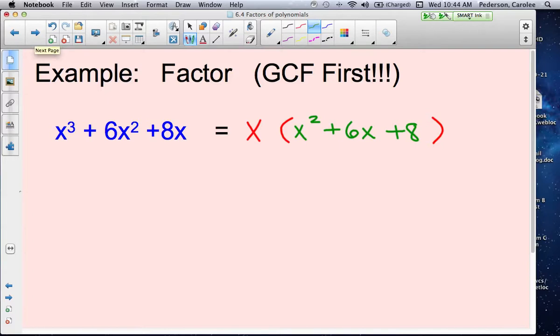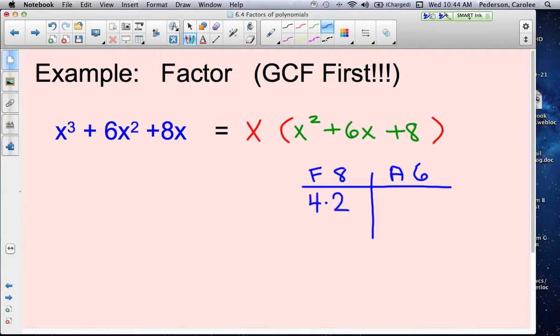Then we look inside the parentheses and we say, how can we continue factoring that parentheses? Well, it's a trinomial, it's 3 terms, and its leading coefficient is 1. So we can use the chart method. And the chart method looks like this. You want to factor the C that adds to the B. So we factor out 8, 4 times 2, and then we want to make sure it adds to 6. So 4 plus 2 is 6. These are the 2 terms we're going to work with, 4 and 2.